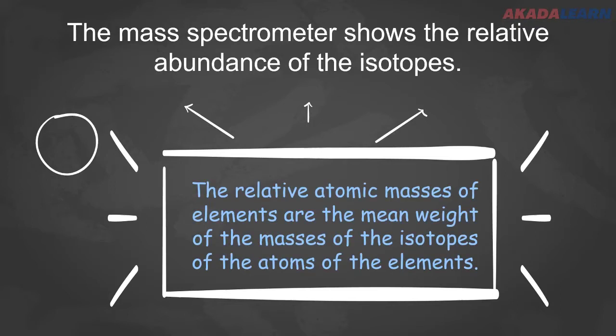The relative atomic masses of elements are the mean weight of the masses of the isotopes of the atoms of that element. Meaning, if the element has more than one isotope, like hydrogen that has 3, the average mass that we take will be a mean weight of the 3 masses.